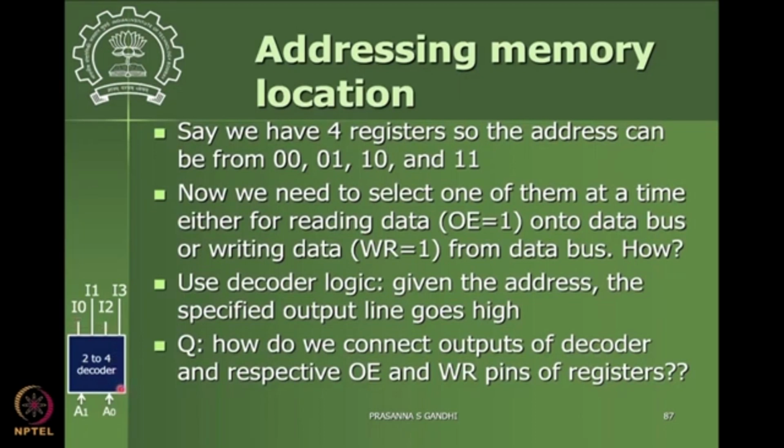If we have 4 registers, then we need 2 address lines. If we have, say, 10 registers, think about how many address lines will be required. 4 binary bits give us 16 combinations, so we can go up to 16 registers. For 16 registers to be addressed, we need 4 address bits.